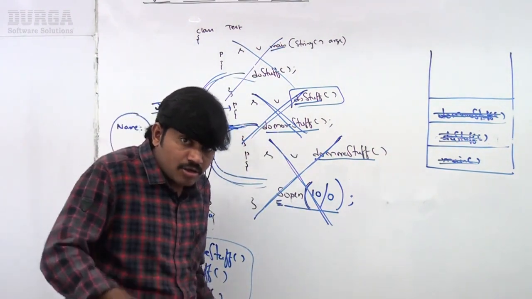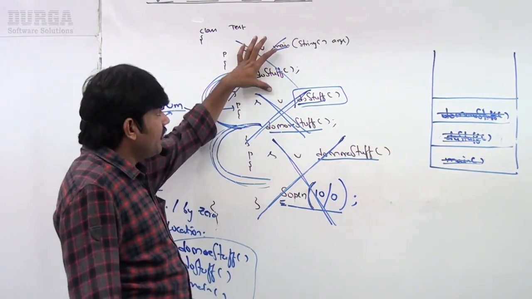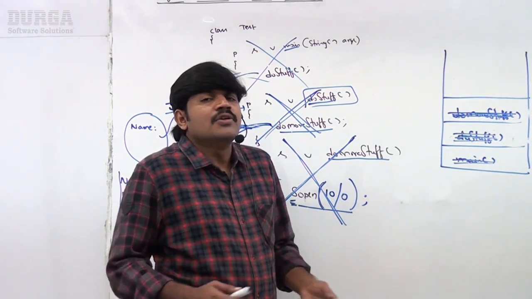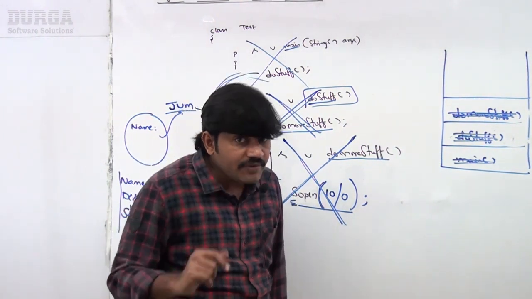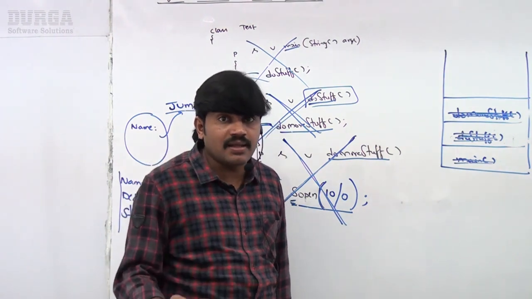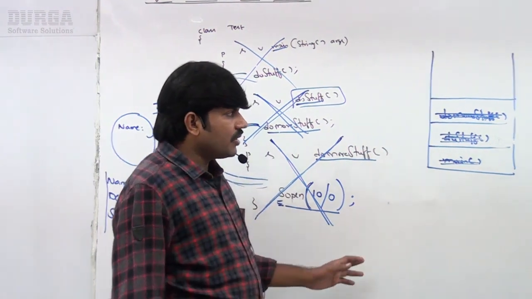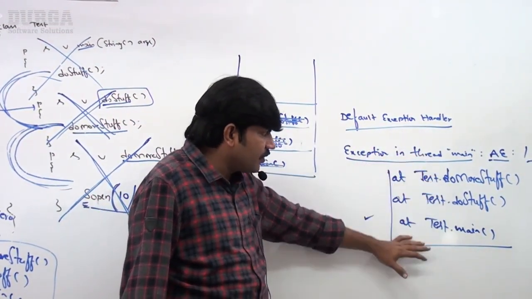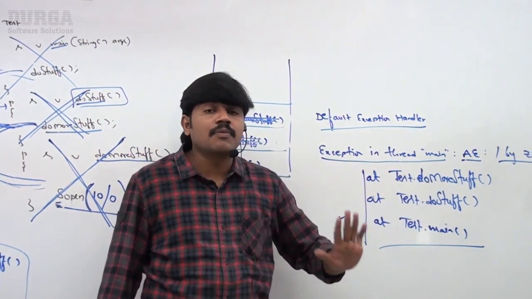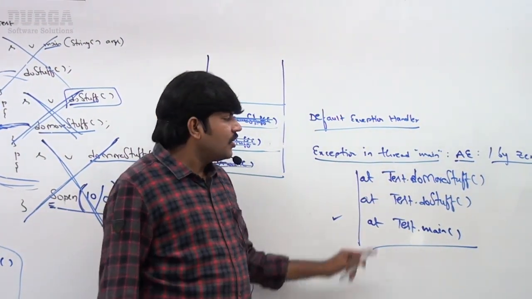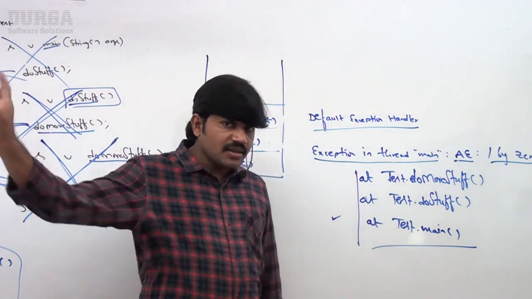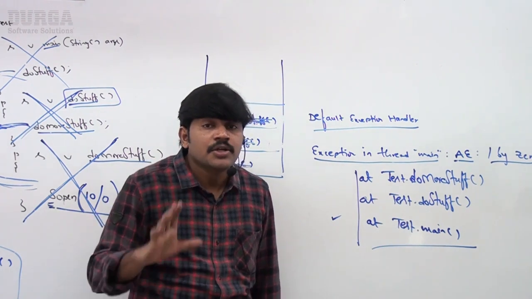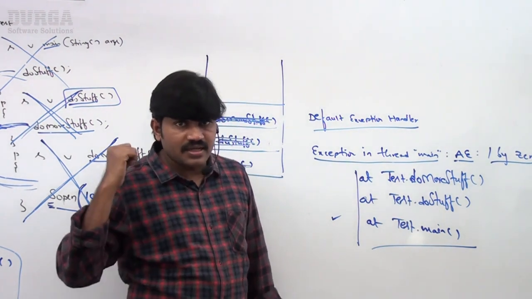If the main method also does not contain handling code, JVM terminates the main method and removes the corresponding entry from the stack. Now there is no one to handle such type of requirements, so JVM maintains a default exception handler. JVM hands over the object to the default exception handler. The default exception handler just prints exception information in this format and terminates the program abnormally. Here how many methods are there? 3 methods. All 3 methods are terminated abnormally, right? The program termination is abnormal termination. It is not a graceful termination. Is it clear for all of you?